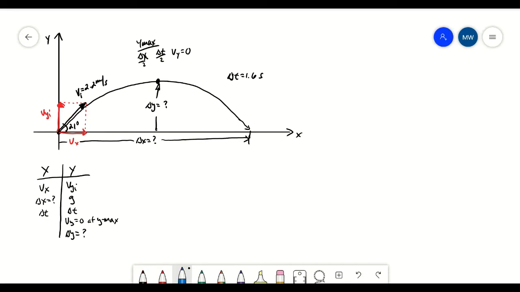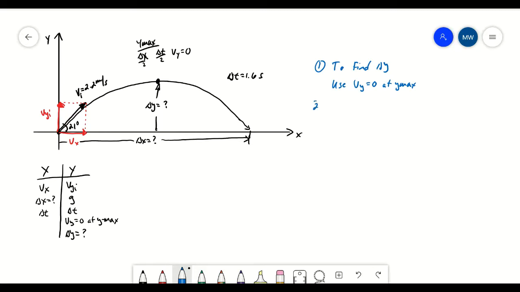We've got a few different steps that we can do. It doesn't matter the order that we do this in, but let's just look at step number 1. If we want to find the height, delta y, we can use Vy equals 0 at y max, because Vy equals 0 will become our final speed to get that height.